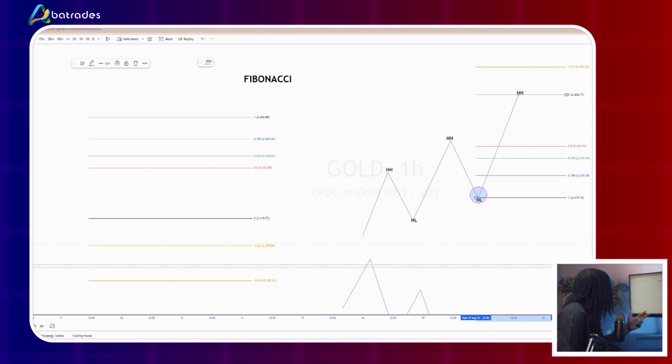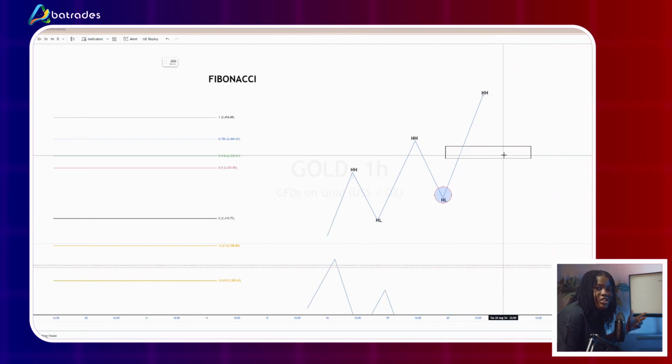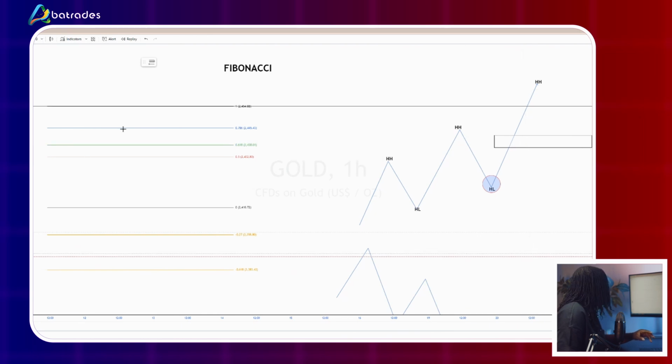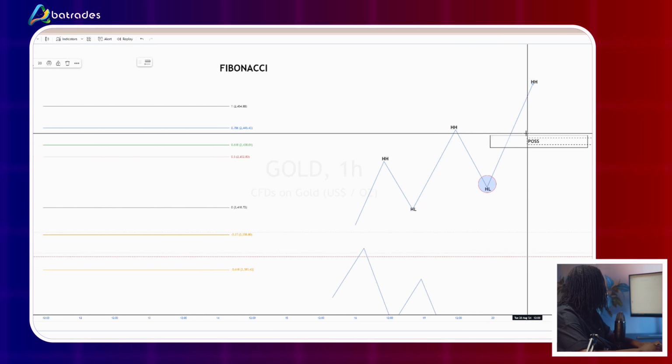So the best thing to do is to take a rectangle tool and then just mark that zone down. Just mark it down like this, okay? And you just delete this and you have the zone that you're looking at trading from. So meaning that this zone that you have marked there could possibly be a buy zone, right? Or a retracement zone for a new higher high to be formed. So let's just make it possible buy zone.